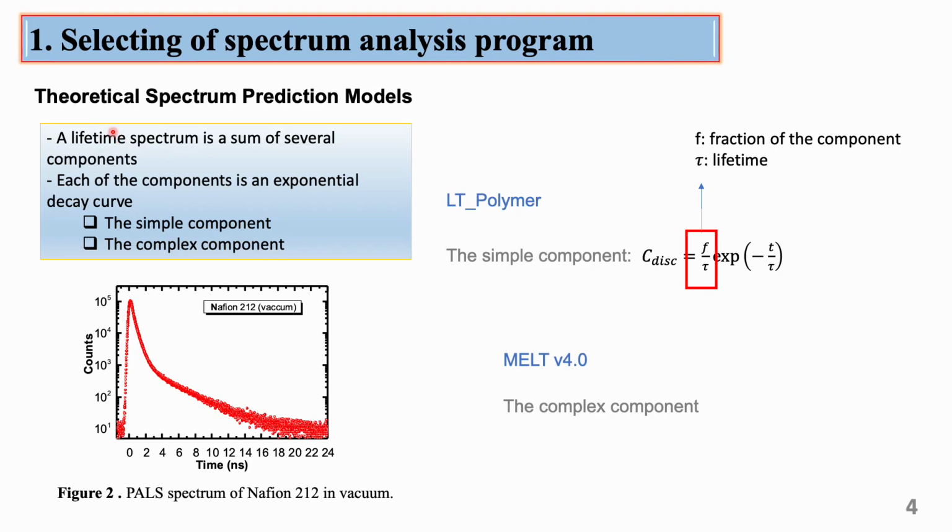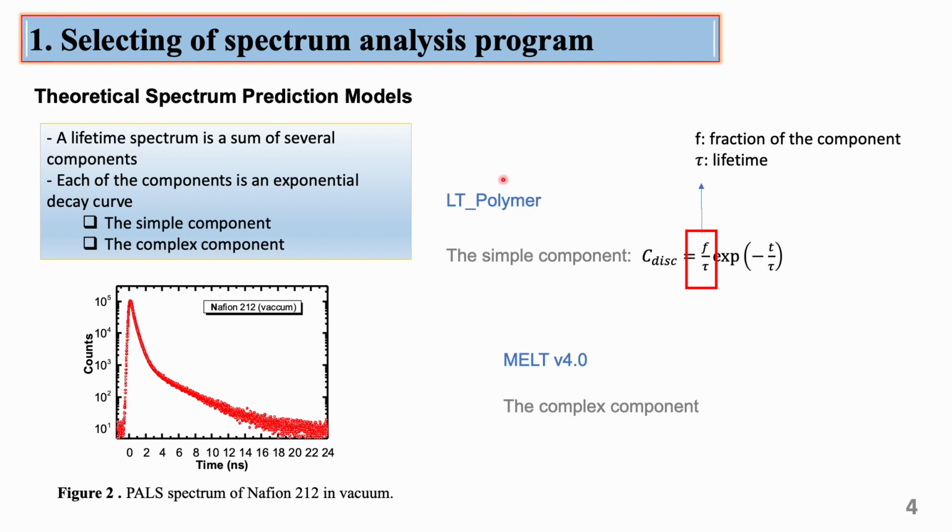1. Selecting a spectrum analysis program. We use theoretical spectrum prediction models to analyze. A lifetime spectrum is a sum of several components. Each of the components is an exponential decay curve, the simple component and the complex component. So we will select 2 programs corresponding to these 2 assumptions.